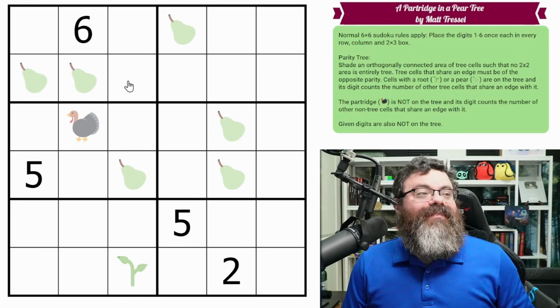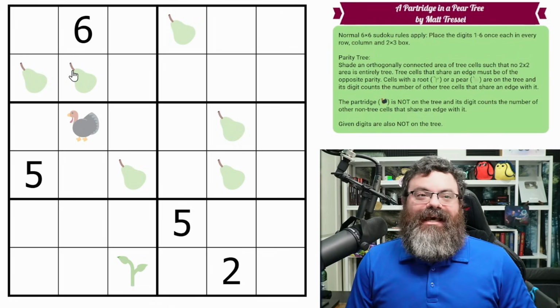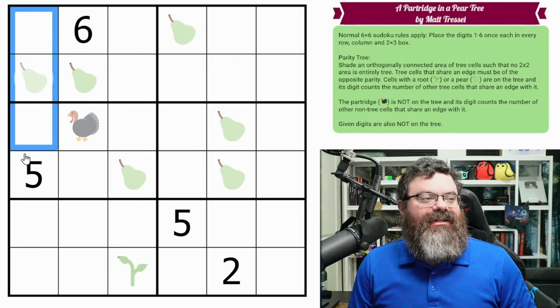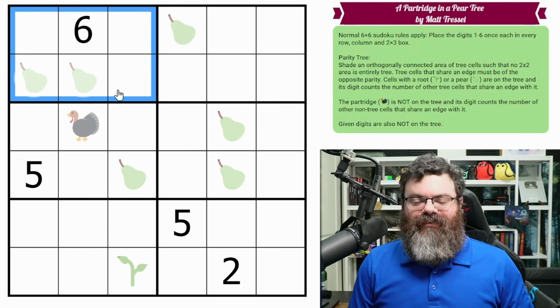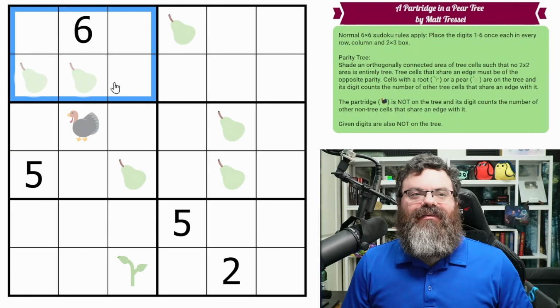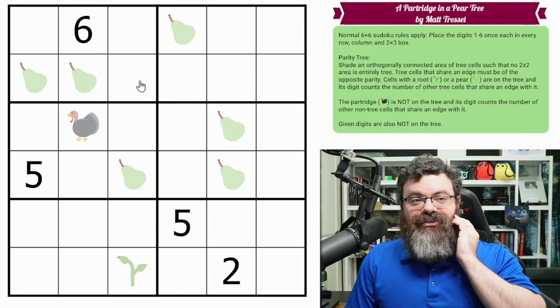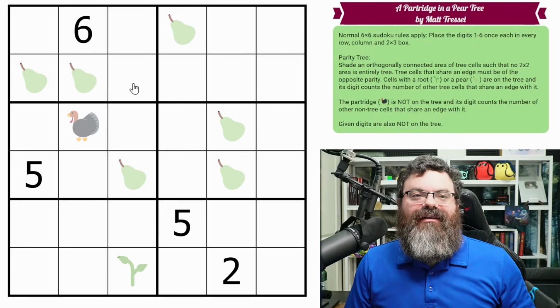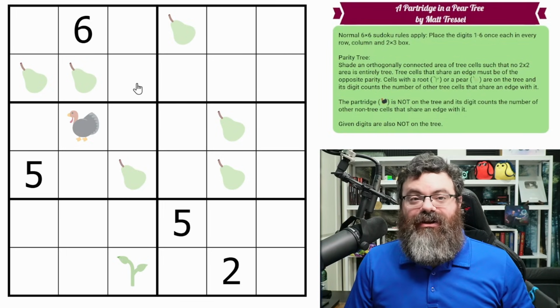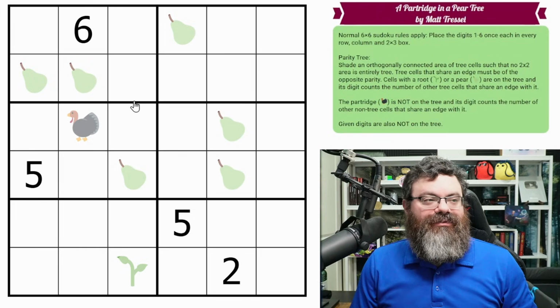All right, let's go over the rules. Happy Christmas Eve. So we have normal 6x6 Sudoku rules. So in each row, each column, and each 2x3 box, we are placing the digits 1 to 6 exactly once each. We also have a parity tree.